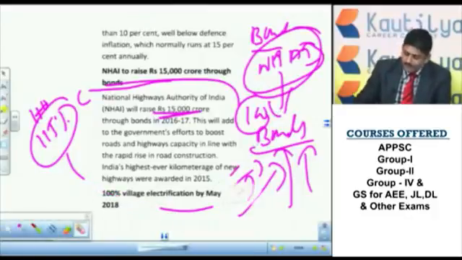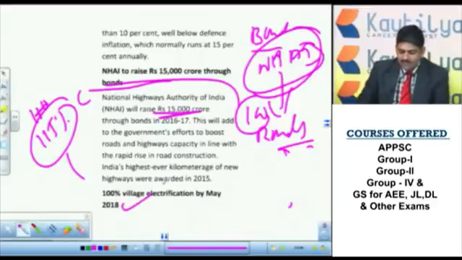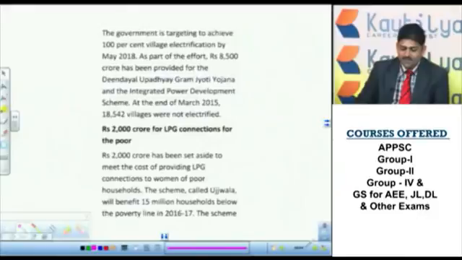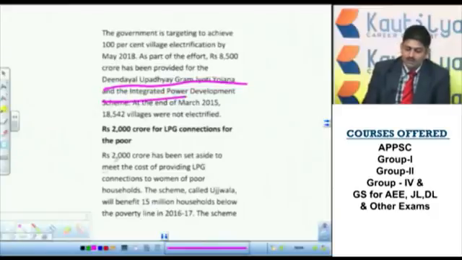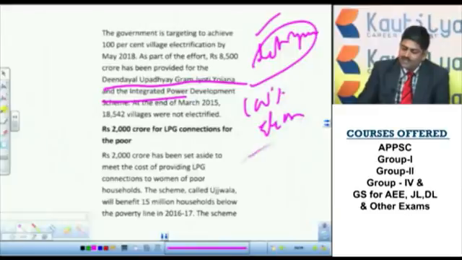And as I said, 100% village electrification by May 2018. Already we have discussed this. So they want to do the electrification by the end of this year, under the Deen Dayal Upadhyaya Gram Jyoti Yojana. This is the scheme that was declared, in 2015 the scheme was declared. So under this scheme they want to provide 100% electricity to villages.